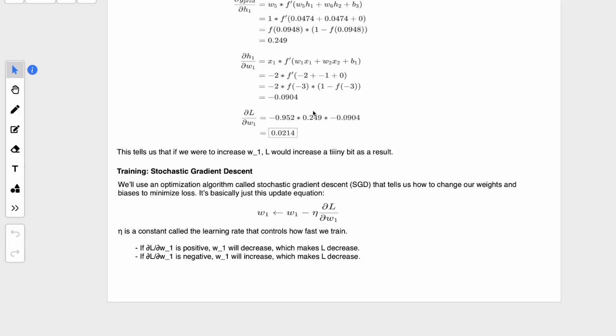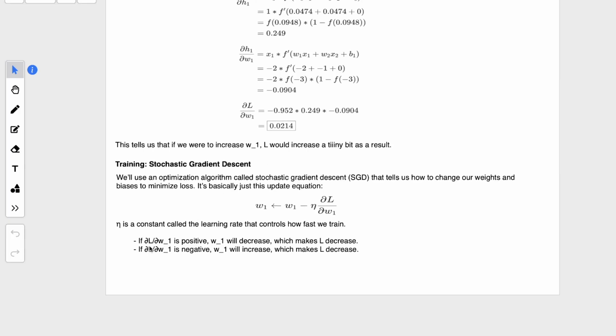So there could be 4 scenarios. If the delta L by delta w1 is positive, which means w1 will decrease. If we decrease that weight, then the loss will decrease. If the delta L by delta w1 is negative, that means if we increase our weights, then our loss will decrease, because the term is negative, right? The situation will be reversed. In case of positive, increasing the weight will increase the loss, decreasing the weight will decrease the loss. But if the term is negative, the situation is reversed, right? If we increase our weight, then the loss decreases. If we decrease our weight, then the loss increases, right?